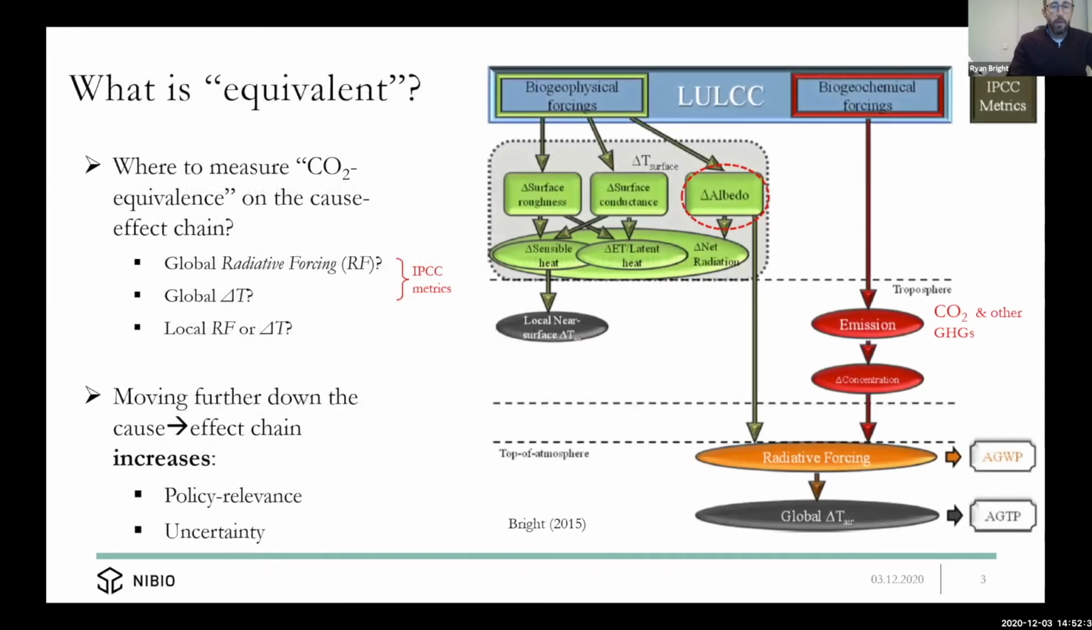So what is meant by equivalence? Well, what I mean here is: where are the physical effects of surface albedo changes and CO2 emissions equated along the cause and effect chain? This figure gives a more simplistic overview than the one shown by Remy earlier of the various perturbation pathways for biogeophysical and biogeochemical forcings. As you can see, surface albedo can be compared to CO2 at 2 points on the cause and effect chain and at 2 spatial scales, either locally or globally. Note that the conventional emission metrics of the IPCC are based on global mean effects.